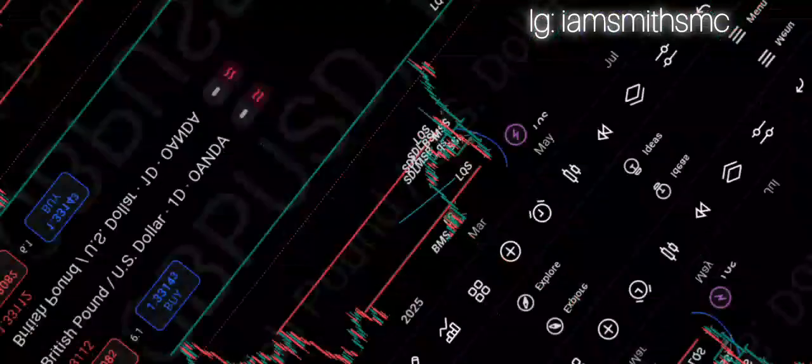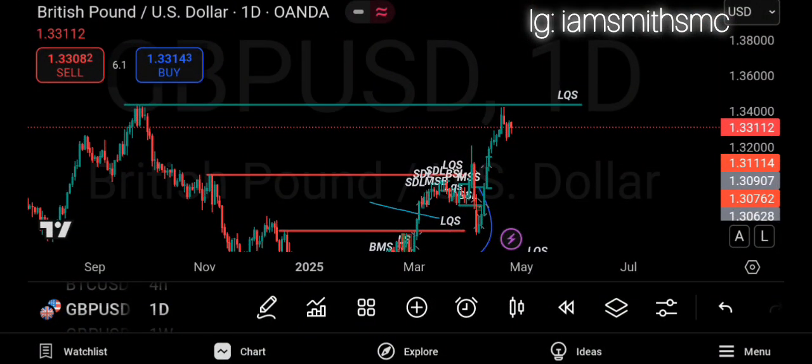Alright, real quick before we start, this isn't financial advice, it's just my perspective based on the chart and ICT methodology. I'm walking you through what I see and how I would personally approach cable this current week. So let's go straight to the chart.